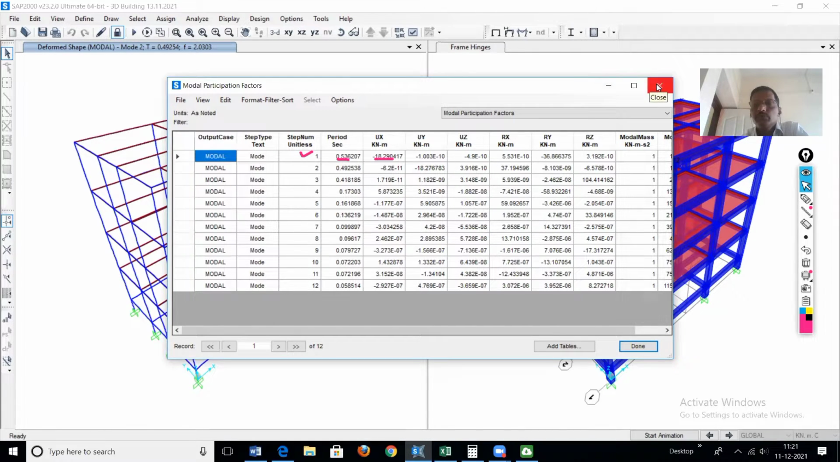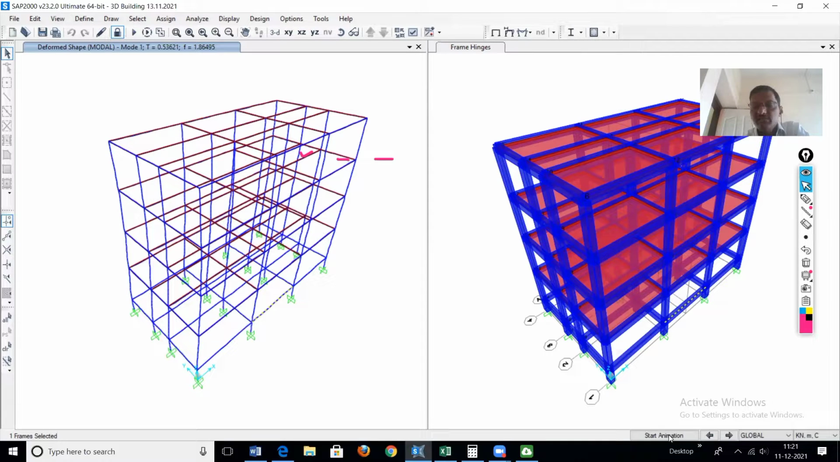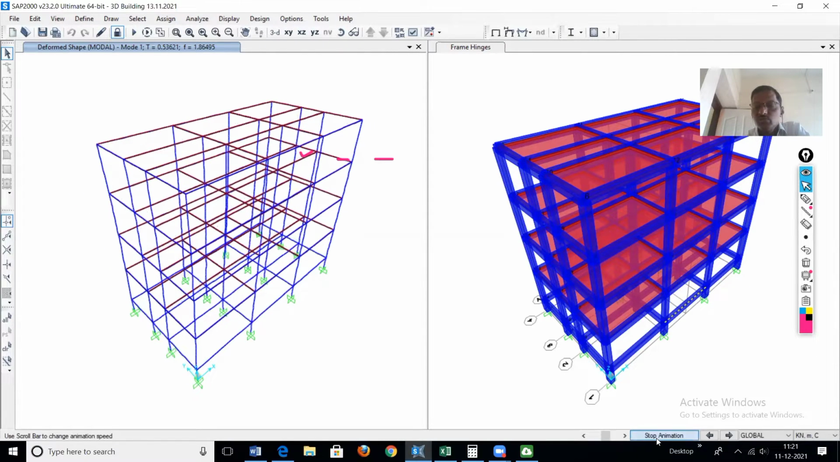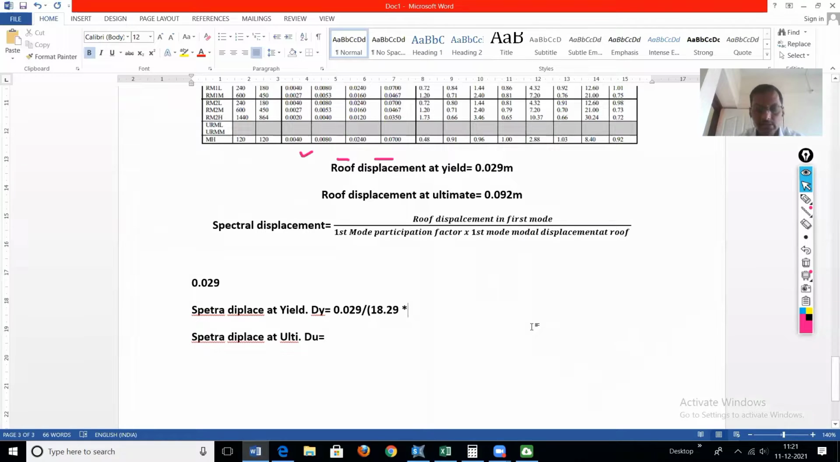Second, now we'll close this. Now the first mode. This is the animation in the first mode. Stop the animation. Now at any point you just keep the cursor, and what is the displacement in the u1 direction? It is 0.0688. This is called the modal displacement in the first mode along the x direction. So it is 0.0688.